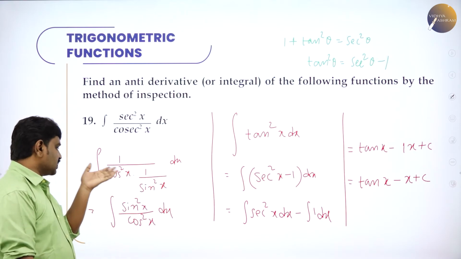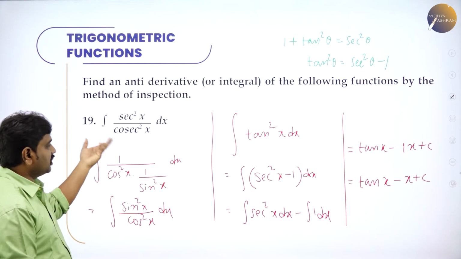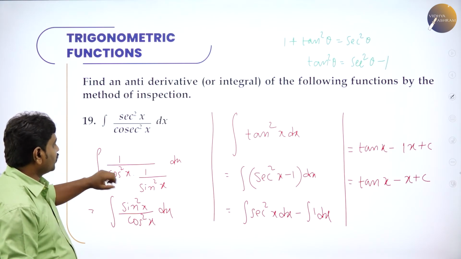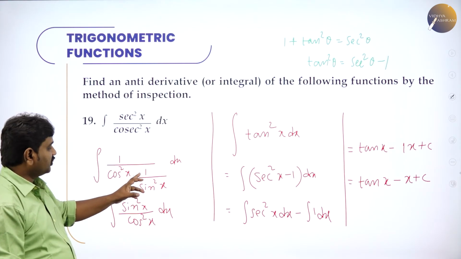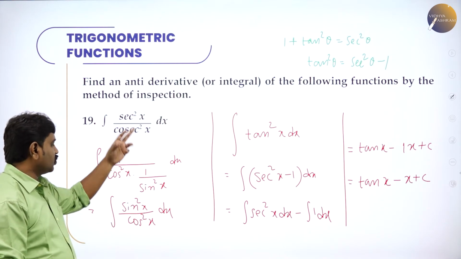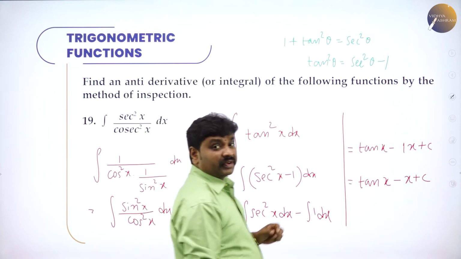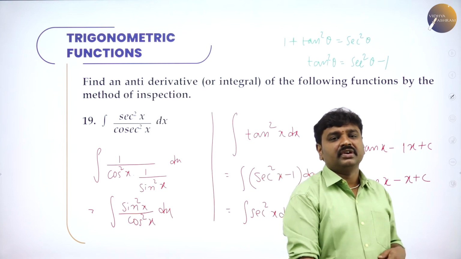Tan square x can be written as sin square by cos square. Sin square by cos square can be written like this. So first secant square was there. Secant square can be written as 1 by cos square. And cosecant square in denominator can be written as 1 by sin square. Sin square goes on top like that. So conversion, so you should be very good in trigonometric identities.